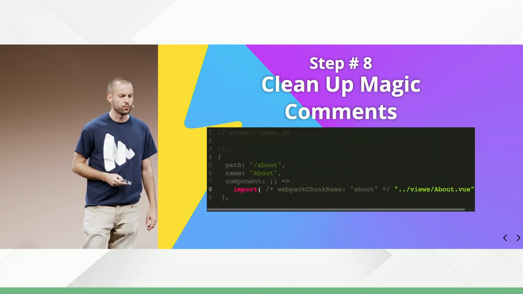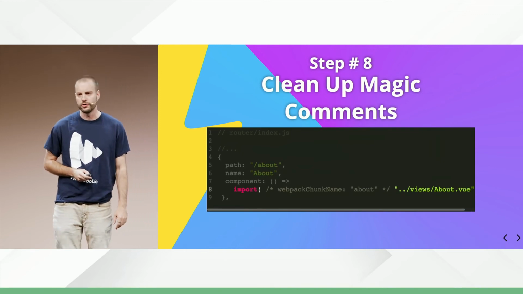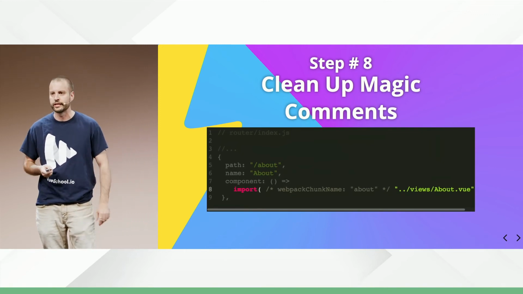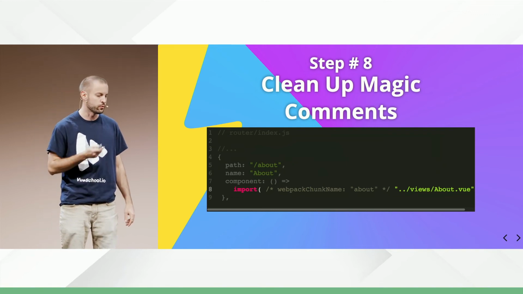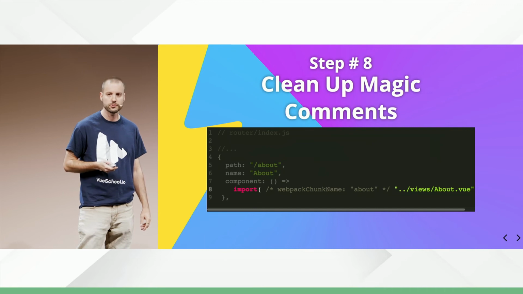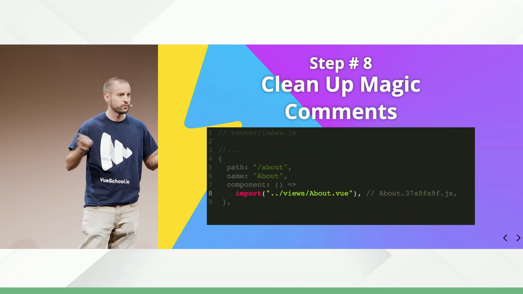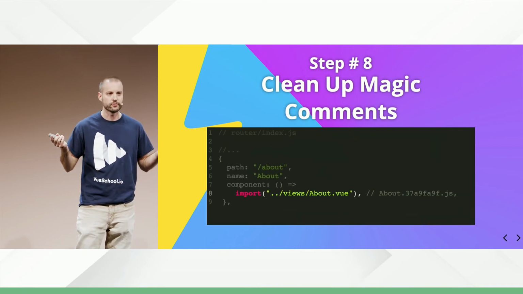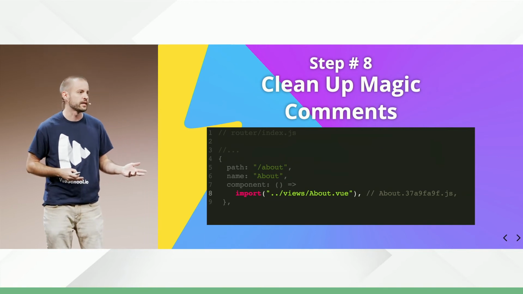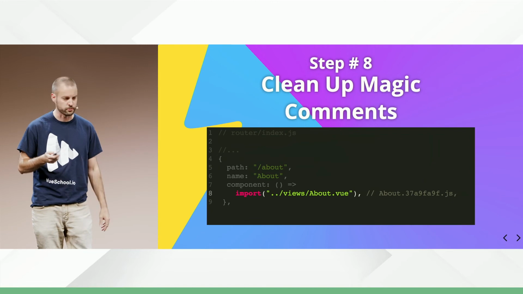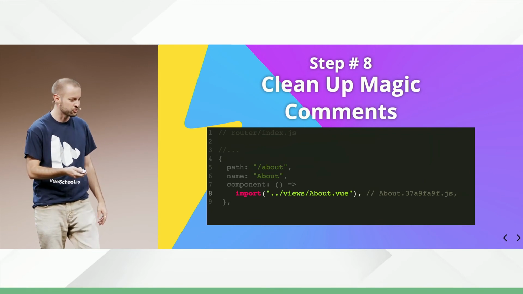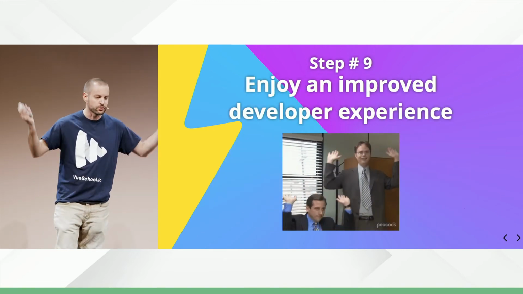All right, step number 8, clean up all these magic comments. Granted, they're not doing any real harm there, but they're also no longer doing us any good. So that's things like the Webpack chunk names. Now in Vite, we have the chunk names automatically generated for us based on the file name of the dynamic import. I don't understand why Webpack wasn't doing this already, but maybe it's just beyond me. Okay.